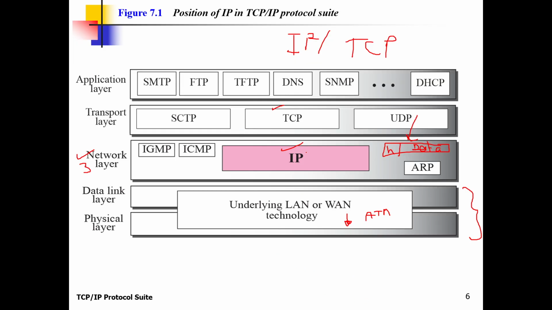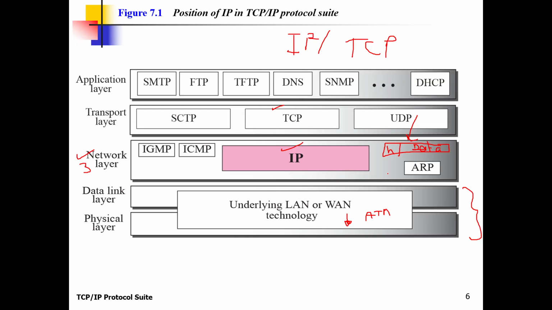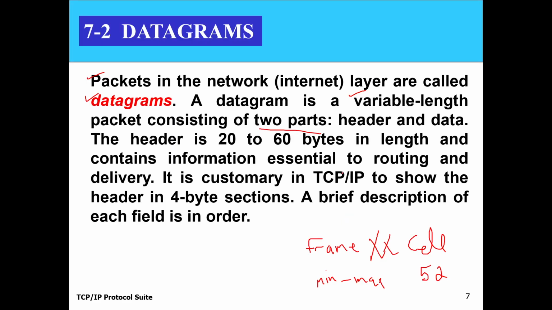So in IP, we are using a frame, and the datagram is a variable length. It has two parts. What are the two parts? The header and the data. Two parts, the header and the data.